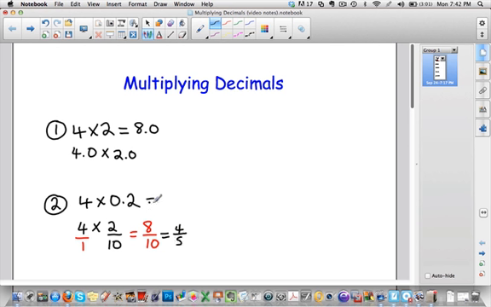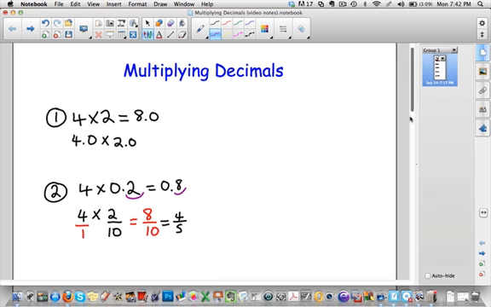8 over 10 is 8 tenths, which is 0.8. Same number, but the decimal has moved. I just want to bring your attention to this. In the 4 and the 2, there were no numbers aside from 0, the placeholder, to the right of the decimal on either the 4 or the 2. Here, there is one number beyond the decimal. And in the answer, the decimal is 1. There is one number beyond the decimal.